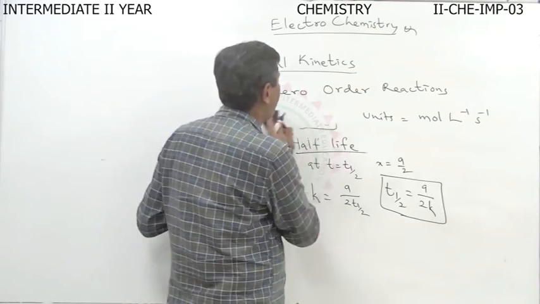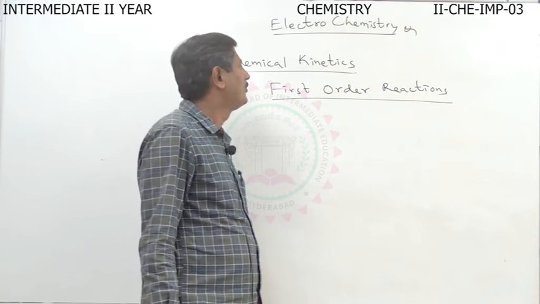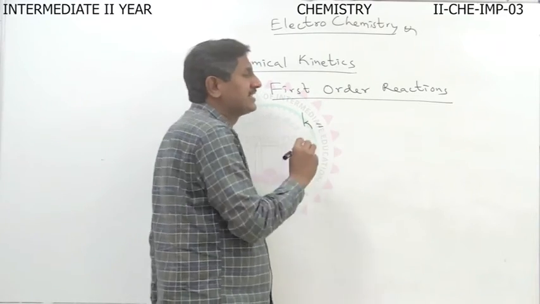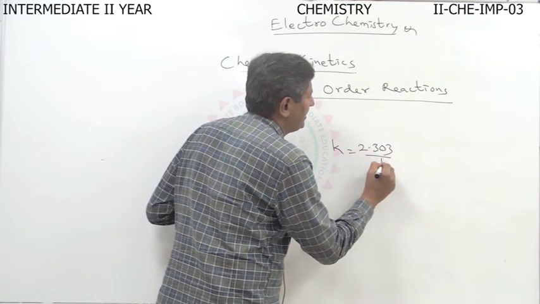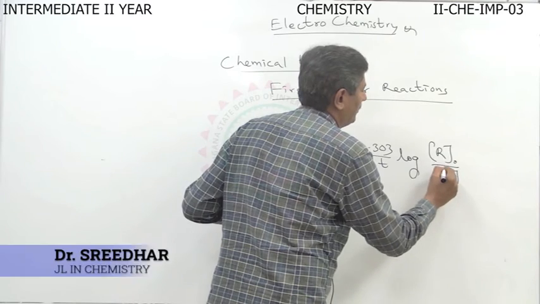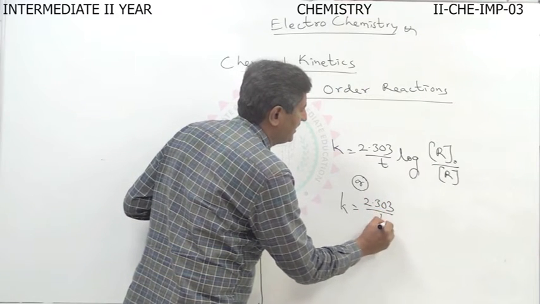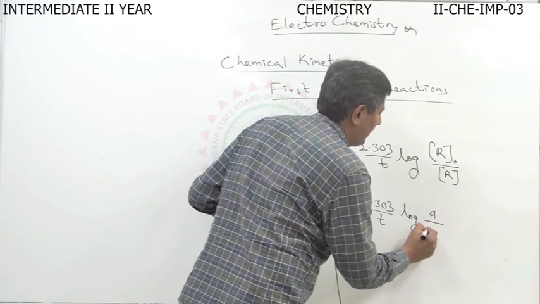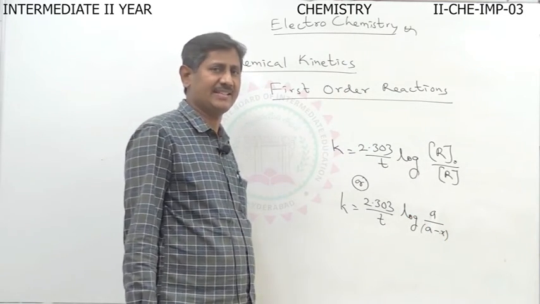And if you see the first order reactions, here now we can see that k is given as 2.303 by t log R naught by R. This can also be written as k is equal to 2.303 by t log a by a minus x. Log a by a minus x.